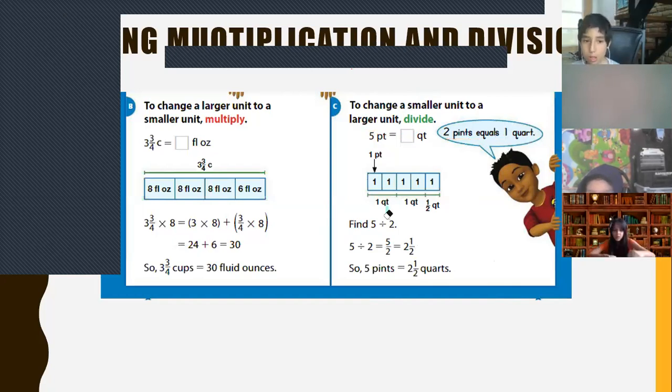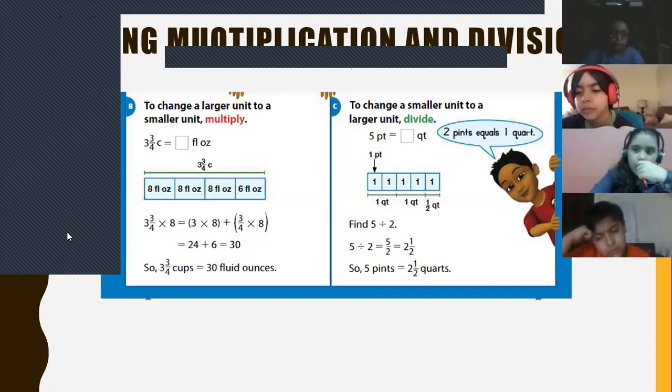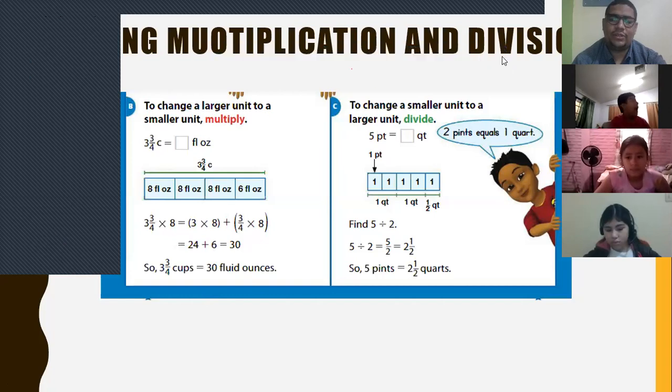Actually, we have to do the same as the first one, right? The first thing that will change here is the units, right? Because here we have units of capacity, and in the previous one we have units of length. But if you notice, first we have to multiply and divide. To change the smaller units to larger units, you have to divide. And to change larger units to smaller units, you have to what? Multiply.